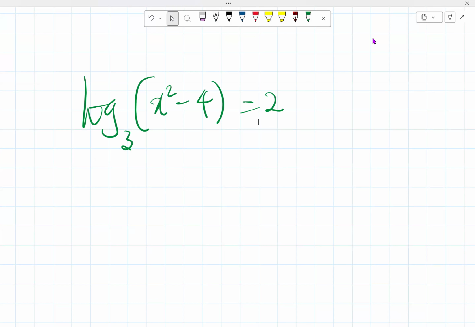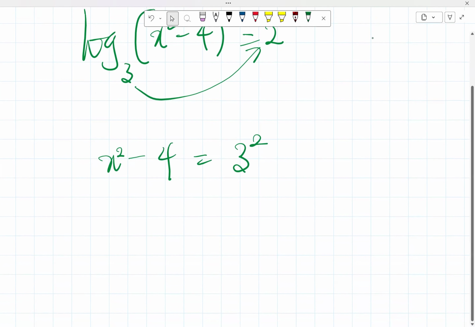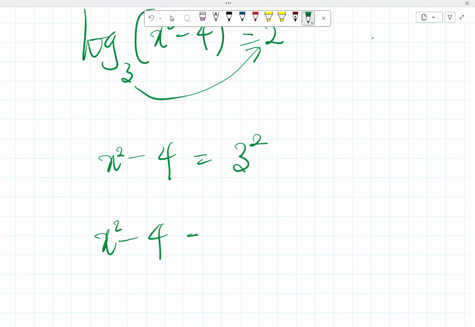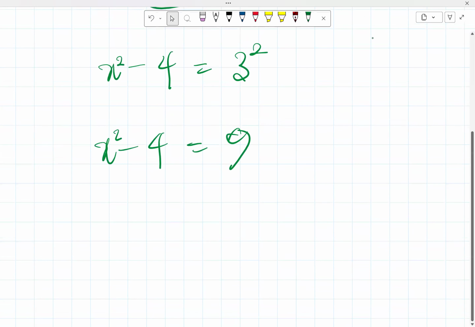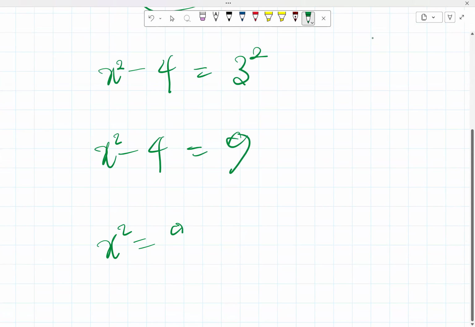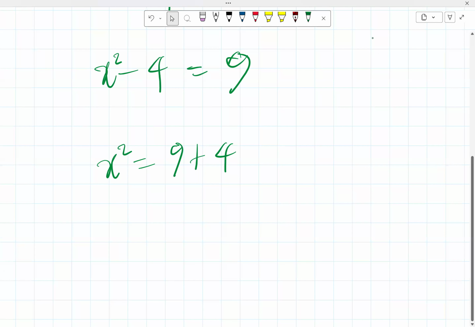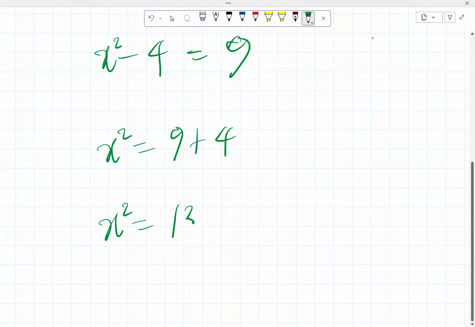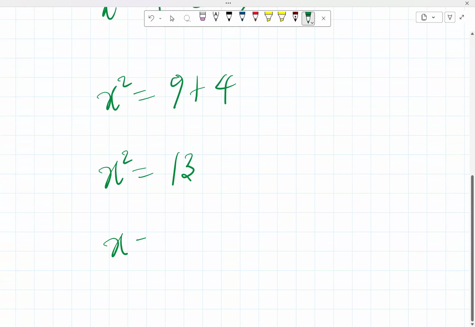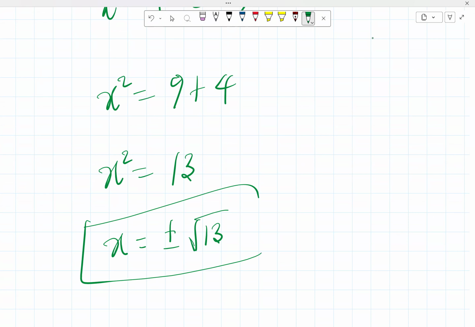First thing, we want to write it in exponential form by making 3 carry 2 on its head, so to speak. So we have x squared minus 4 equals 3 raised to power 2. That means x squared minus 4 is equal to 9, right? So x squared minus 4 equals 9. That means that x squared is equal to 9 plus 4. All right, so x squared then is equal to 13. That means x alone is plus or minus square root of 13. So we have two solutions here.